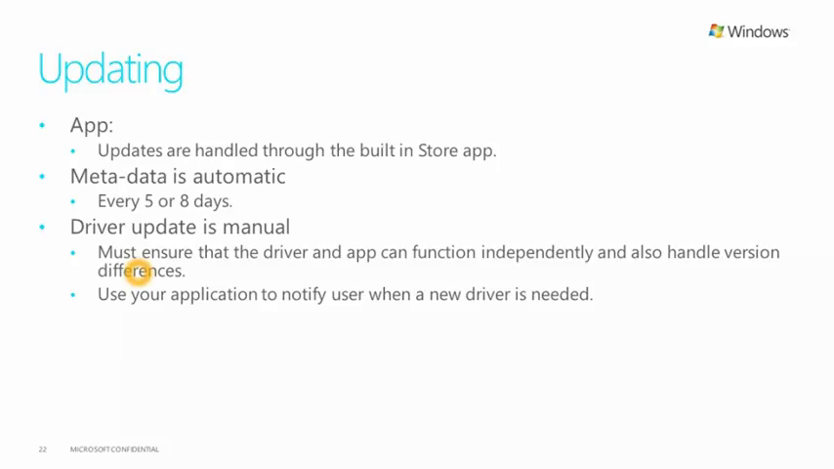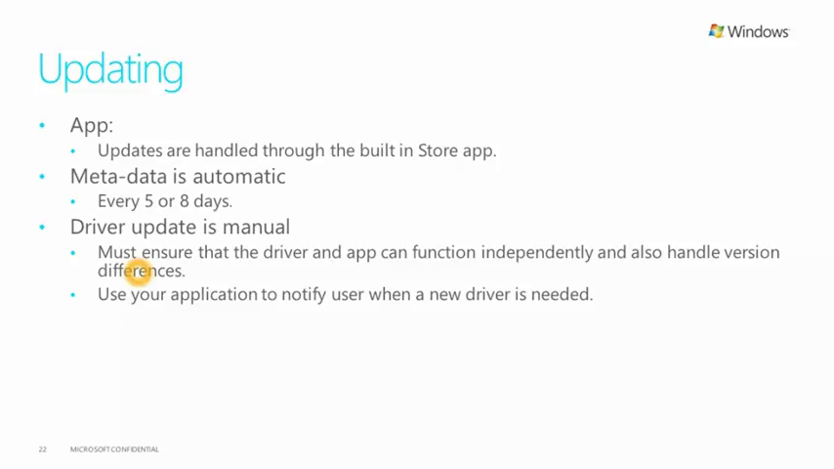After that first automatic download process, updates for the different components are handled separately. Updates to the app are done through the App Store, and they are updates just like any other app updates. The user must go to the App Store and download them manually. The metadata is downloaded automatically every 5 or 8 days, depending on whether or not the last check was successful. And driver updates are also manual, so the user would have to go to the Settings app in the Windows Update pane and download the drivers through that mechanism.